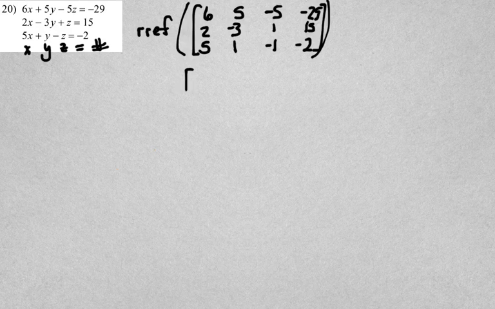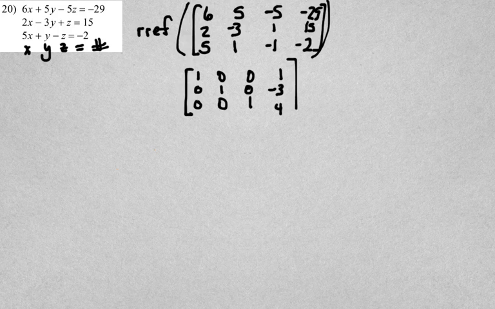And the answer is 0, 1, 0, 0, 0, 1, 1, negative 3, 4. And so again, our answer comes from this last column. And that column has the answer, or triplet, 1, negative 3, 4. Again, we have 3 rows, 4 columns. We're going to go ahead and go into the reduced row echelon form.